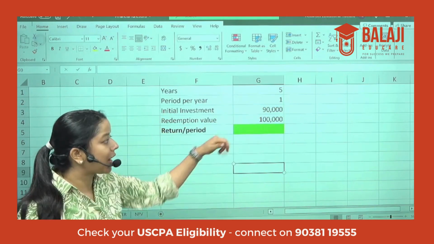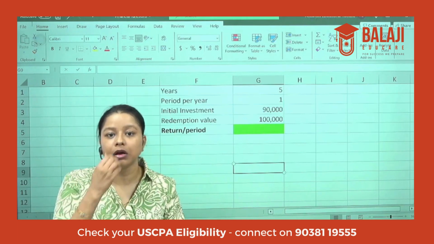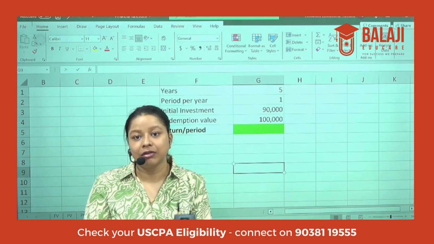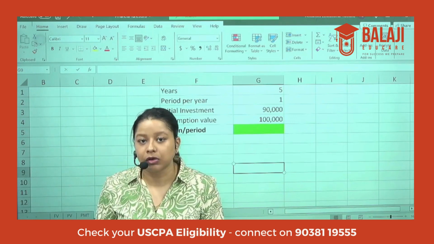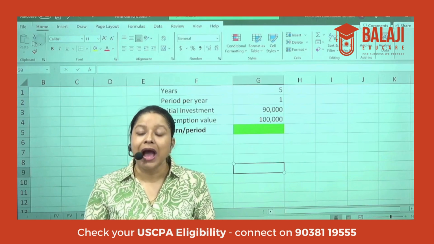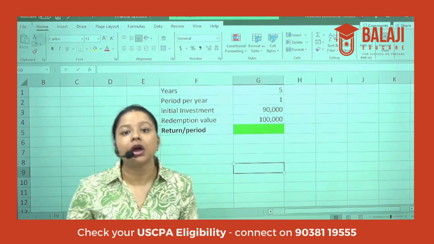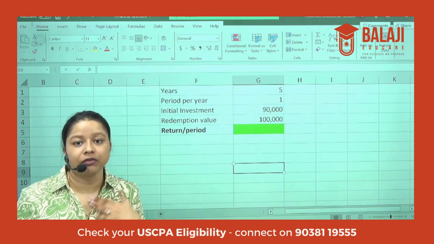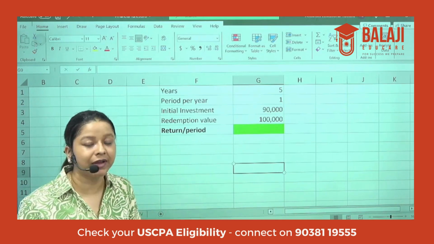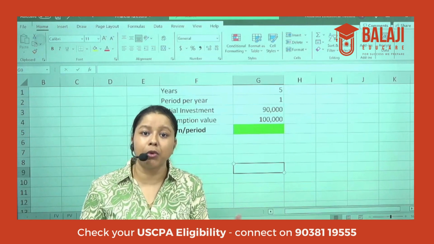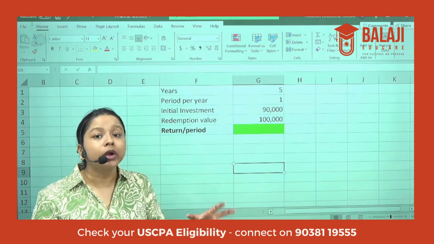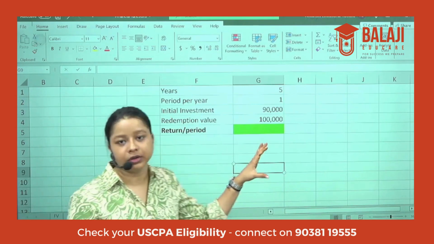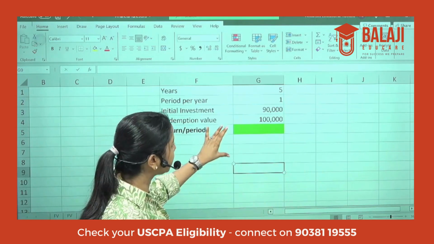Sorry, 1 lakh. So for example, you purchase a bond. The price that you pay for the bond is, let's say, 90,000. After 5 years, the bond will be redeemed and you will be earning 1 lakh. Considering you are holding the bond for the next 5 years, what is the rate of return that you are earning? That return is calculated using the function rate.